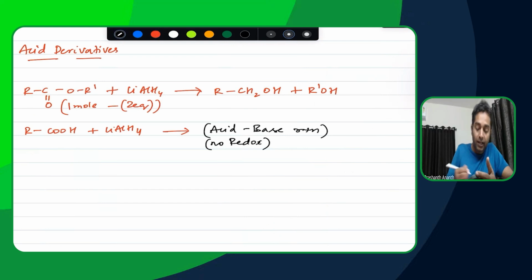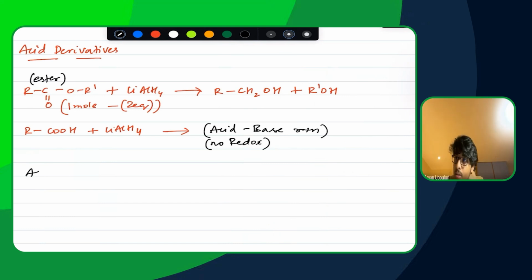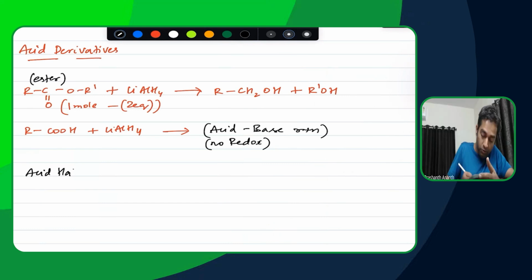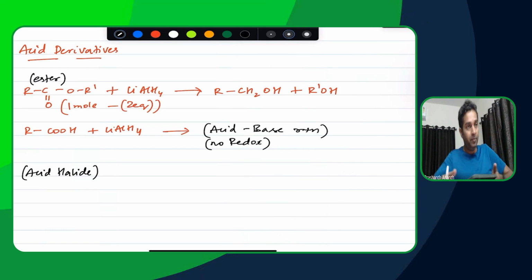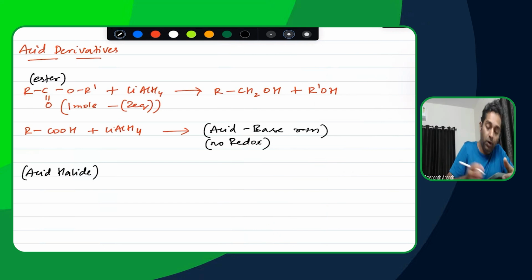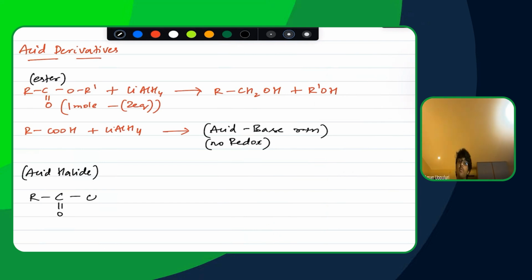What other acid derivatives do similar reactions? For ester, it works, yes. You mentioned one more: acid halide. That is also true. So, acid halide, let's see what will happen here. Let's take the acid halide. 1 mole is enough, I guess.